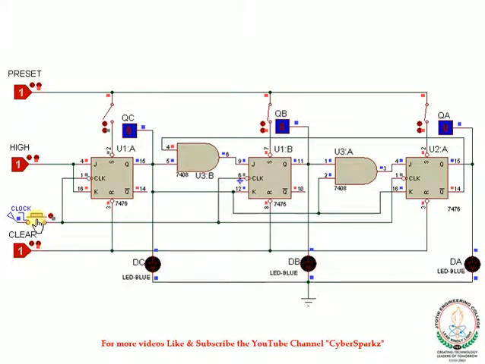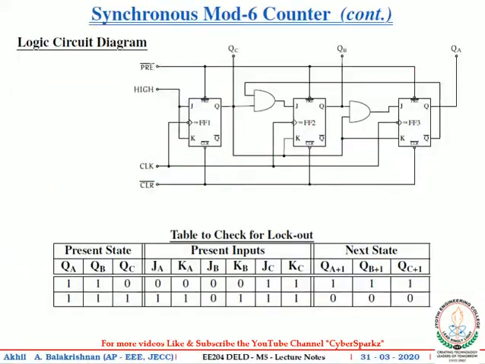Now let's check the second lockout also. If the present state is 111, on application of the first clock pulse, the output changes to 000. So from the table to check for lockout condition and from the simulation also, it is clear that there is no lockout for a mode 6 counter. Whatever be the initial state of the counter, after 1 or 2 clock pulses, the counter will return to a valid state if the initial state is an invalid state.